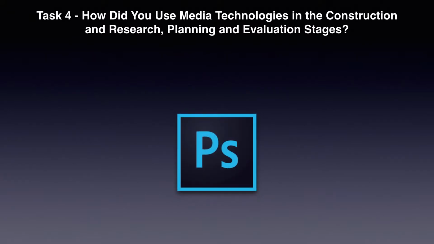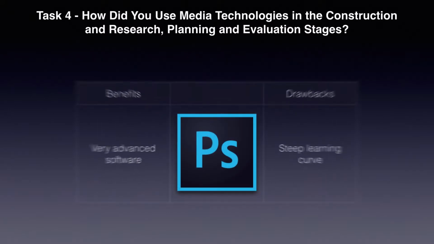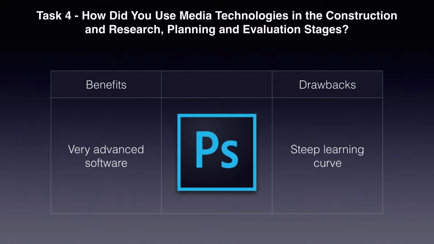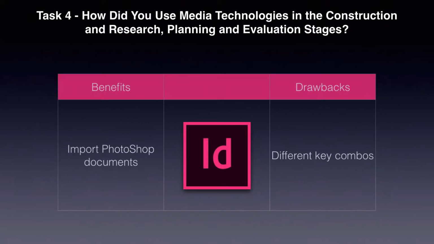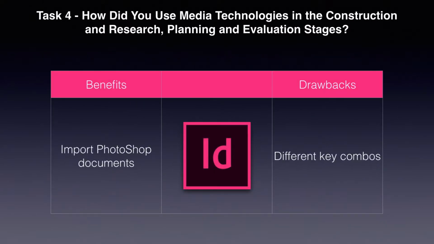One advantage of using Photoshop is that it's a very advanced piece of software, which means that you can change just about everything on a picture, but on the flip side, it is a steep learning curve which makes it challenging to use. One advantage of using InDesign is that all documents that you have done in Photoshop easily drop into it and you can use them straight away. One disadvantage of it is that it doesn't use the same keyboard shortcuts like Photoshop uses, so you can constantly use the wrong key combinations.